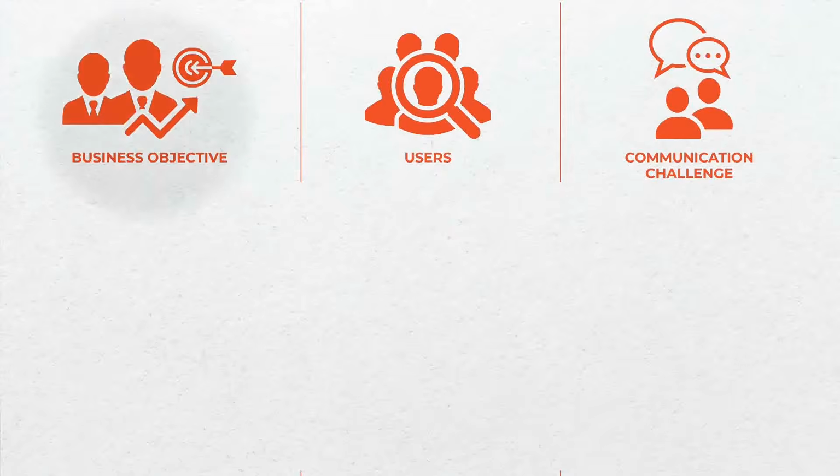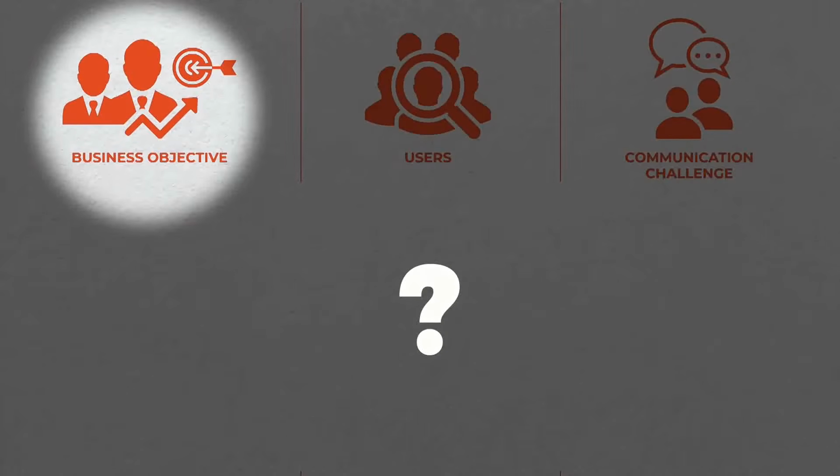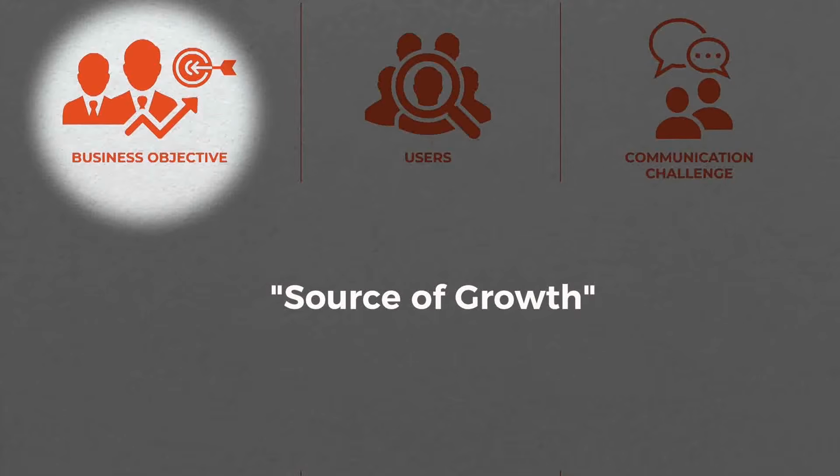Okay, now that you've seen the campaign, the first step in the reverse marketing process is always to identify what was the business objective of the brand team that had launched this campaign. Business objective is nothing but the source of growth that the brand team envisions. Where is the growth exactly going to come from?